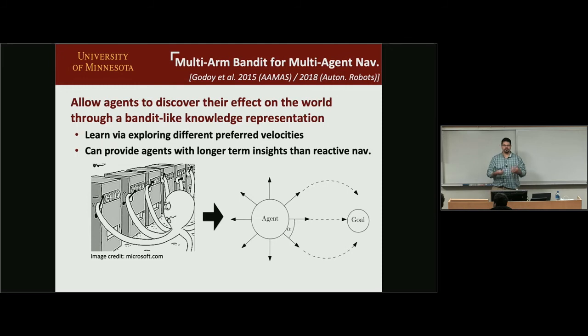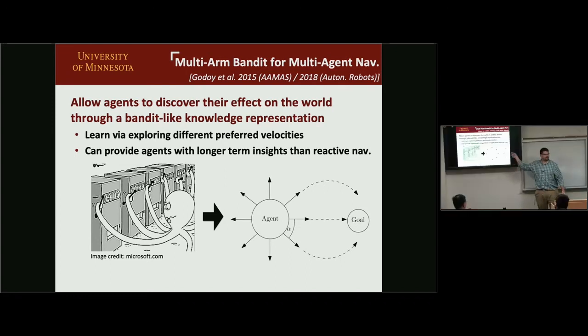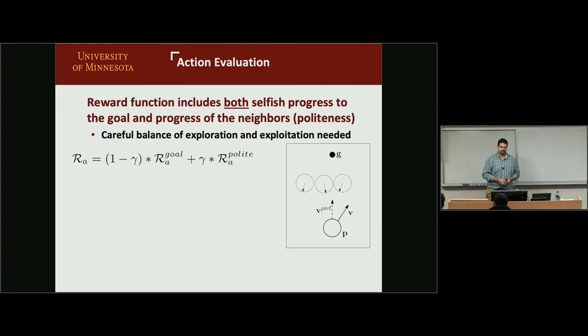Really, we should give it the flexibility to choose different preferred velocities on the way to reaching its goal. One way to formulate this problem is as a bandit learning problem: we have an option of different preferred velocities we can take, and we're going to explore different preferred velocities and choose ones that are effective. So our agent will choose a preferred velocity, move a little bit in that direction, and if it causes problems, it's going to downweight that velocity and maybe try a different one. Bandit learning has been very well studied, and you just give it a reward function. You can use classic bandit optimization techniques.